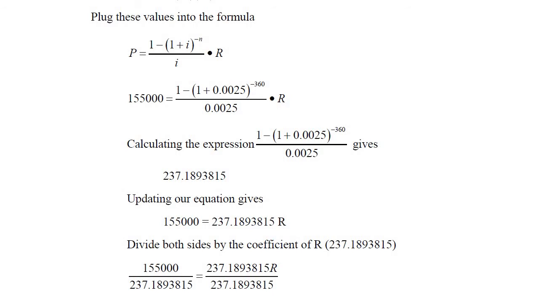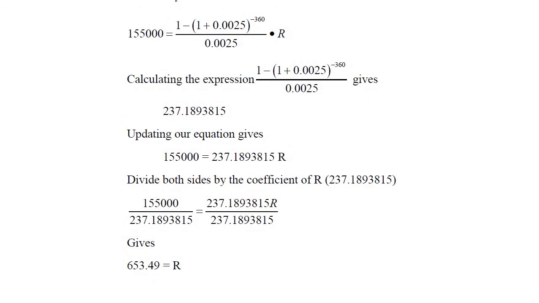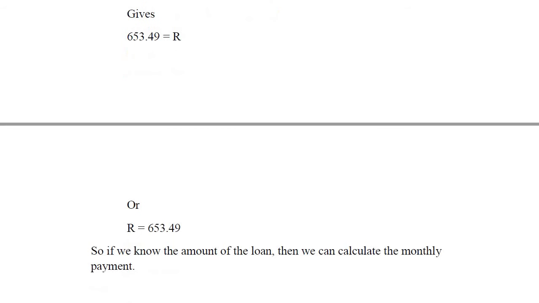So updating our equation, we get 155,000 is equal to 237.1893815 times R. Divide both sides by the coefficient of R, the 237 decimal point, and then our lengthy decimal. So dividing both sides of our equation by that gives us 653.49 is equal to R. Or also you could say R is equal to 653.49.